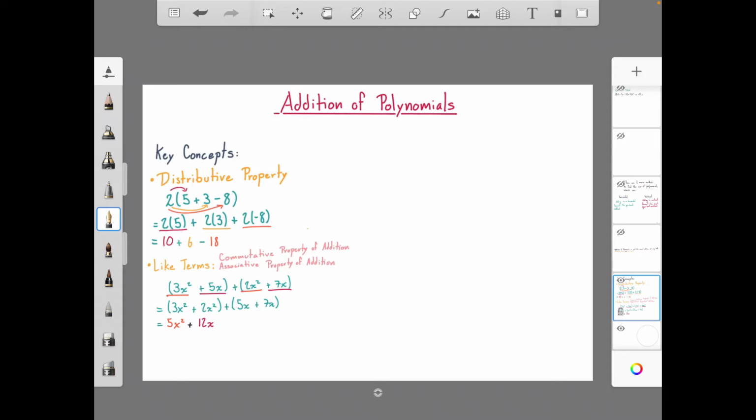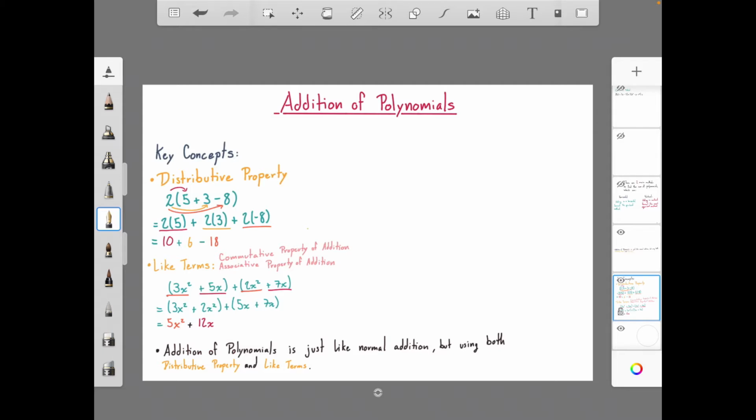An important thing to keep in mind when you're adding polynomials, after you find like terms, the only thing you must add are the coefficients. The variables and the exponents stay exactly the same, but the coefficients are the ones being added. Okay, that's very important to keep in mind. Addition of polynomials is just like a regular addition, but using both the distributive property and like terms.